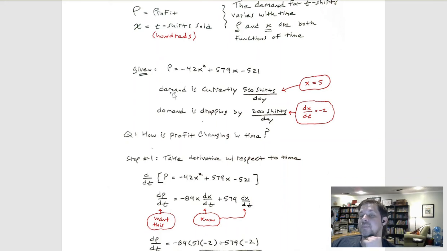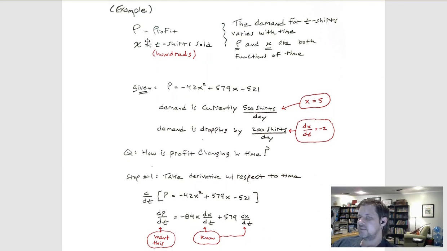Okay, now there's also some other given information. Suppose it's also told to me that right at the moment, the demand for t-shirts is currently 500 shirts per day. Now that means that x is 5. I suppose I'm given that x has units of hundreds. So if you tell me the demand is 500 t-shirts in a day, and I know that the units of that number are in hundreds, then that just means it's 5, 5 meaning 500. And then the demand is dropping by 200 shirts per day.